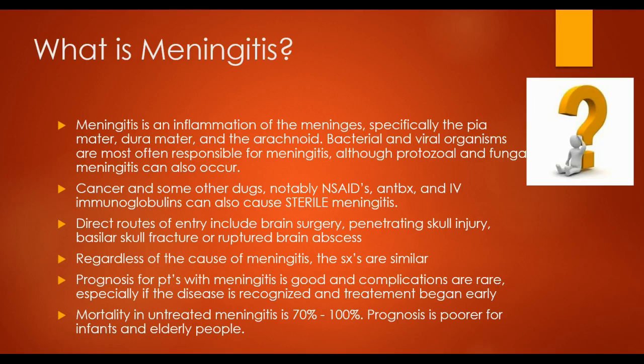So what is meningitis? Just like the name suggests, it's an inflammation of the meninges, which is the covering of the brain, made up of the pia mater, dura mater, and the arachnoid. Bacterial and viral organisms are the biggest culprits, although protozoal and fungal meningitis can also occur. Viral is oftentimes called sterile meningitis, and it is the most common viral meningitis, and it is treated symptomatically and usually runs its course without any real complication.